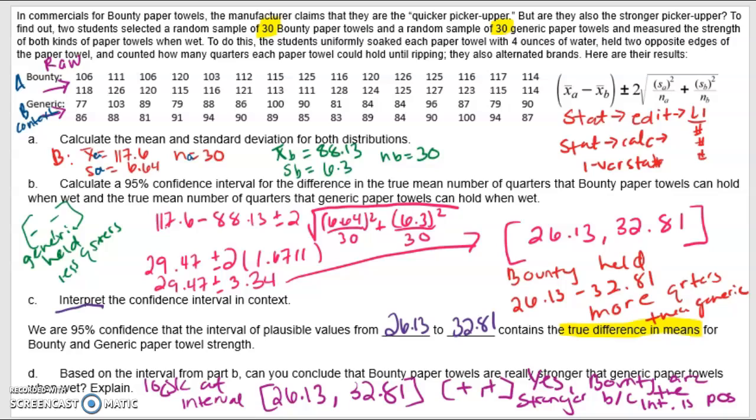Because it's entirely positive, that means I'm 95% confident that Bounty holds 26 to 32 more quarters than the generic brand, which means, what should you do when you go to the grocery store to buy paper towels? Should you buy name brand or should you buy off brand? You decide.